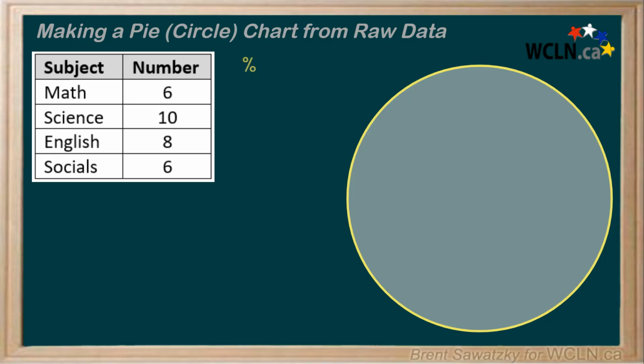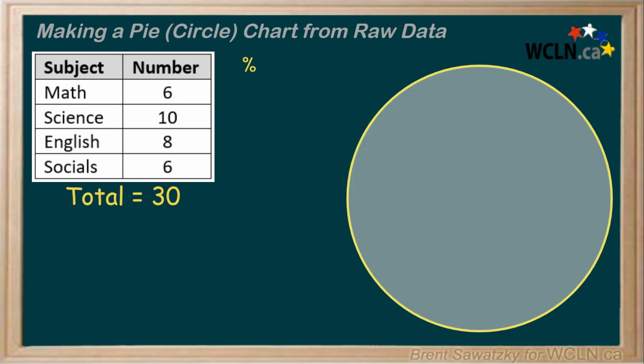Let's add a column and we'll call it percent. Now, what percent of students chose math as their favorite subject? We're going to need the total number of students to solve this, right? So let's get that. 6 plus 10 plus 8 plus 6 equals a total of 30 students. So we have 6 students out of 30 that chose math.